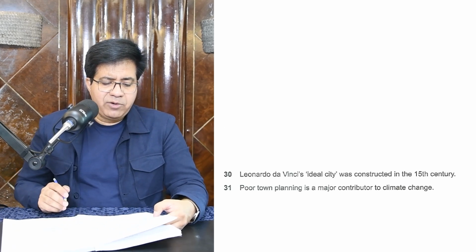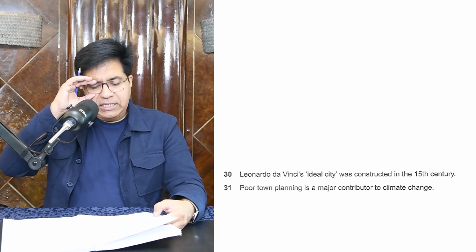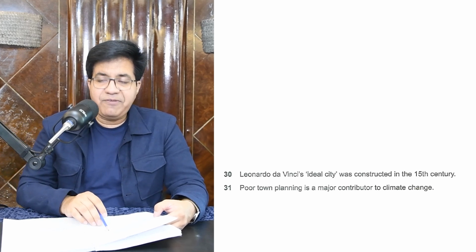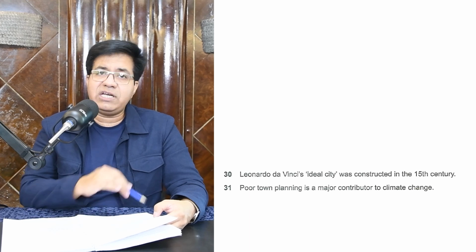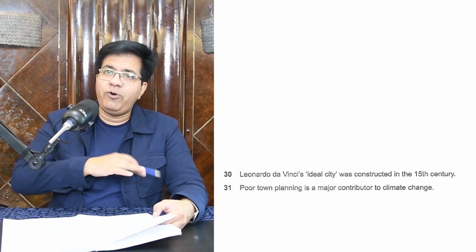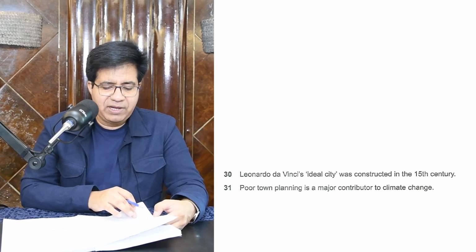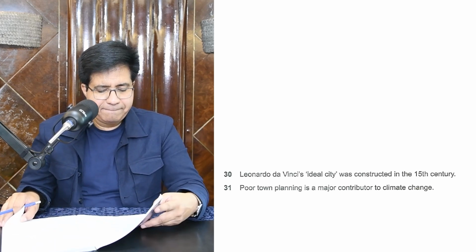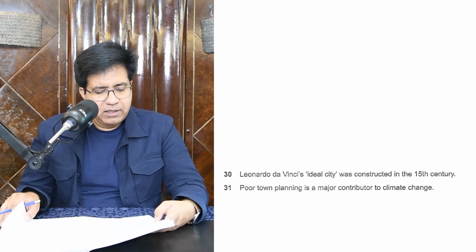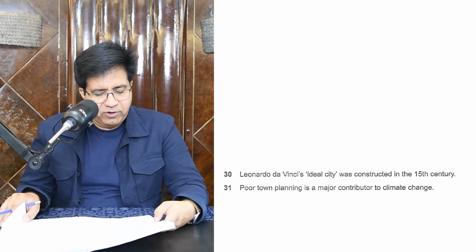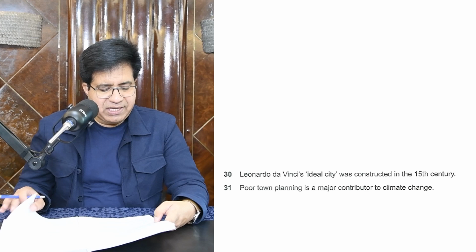Question number 30. Leonardo da Vinci's ideal city was constructed in the 15th century. If it was constructed in the 15th century, true. If before or after, false. And if they don't tell us when, then it is not given. Look for 15th century. Well done. We've got the fourth paragraph. There is that word 15th century.